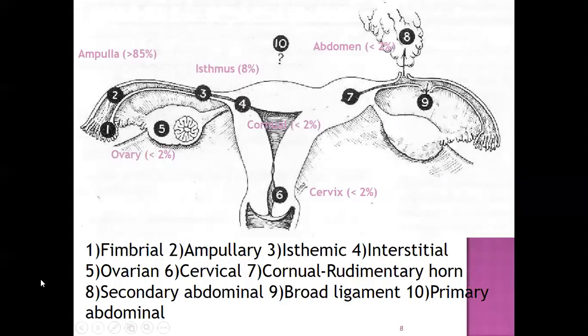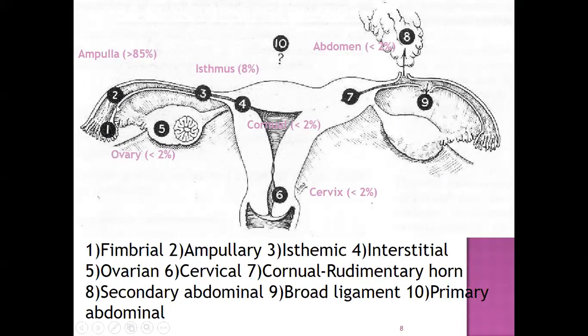Now, you can see in this diagram these sites, 1, 2, 3, 4, 5, 6, 7, the different sites other than the uterus where pregnancy can occur. Normally pregnancy is in the uterus, but outside the uterus it is known as ectopic. The most common site, as I told you, is the ampulla, where fertilization occurs. More than 85% of ectopic pregnancies occur here. 1% occur in the fimbrial portion or ostial portion.